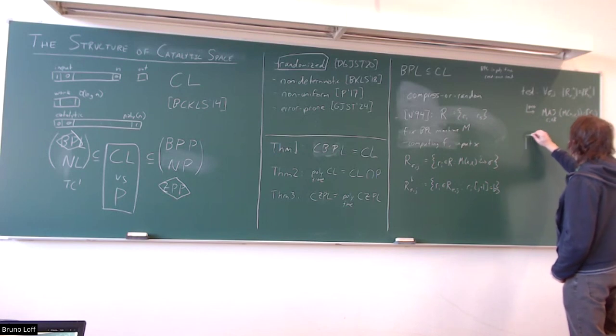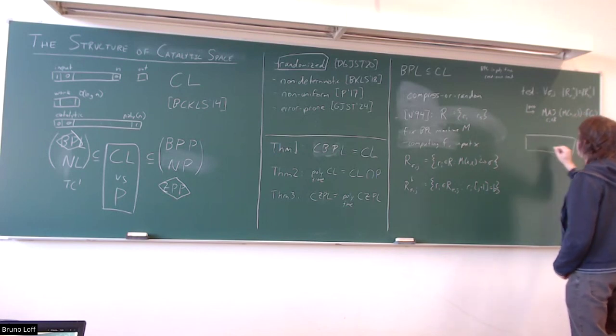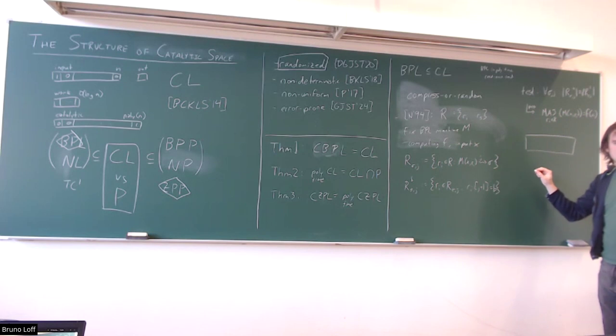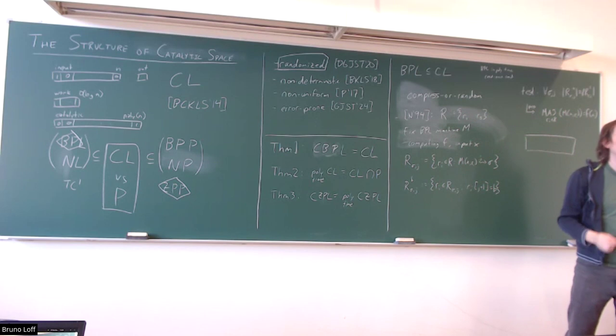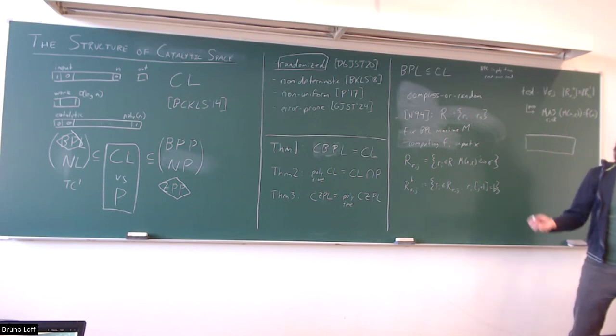Now, what does this mean for today? This means I'm going to think of my catalytic tape as my set R, my set capital R. So instead of thinking of it as one random string, I'm going to think of it as one bigger polynomial.